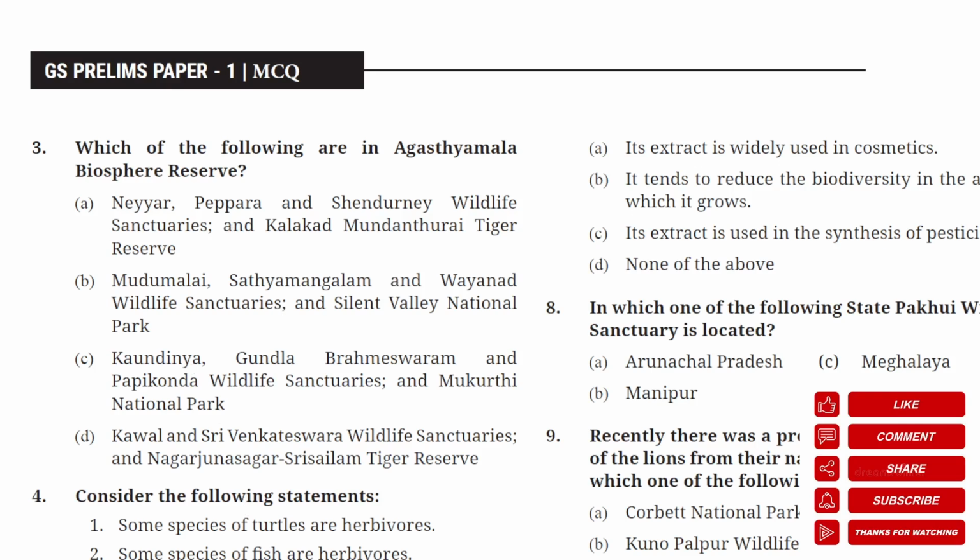The Agastya Malai Biosphere Reserve is situated at the southernmost end of the Western Ghats and spread over two southern states, Kerala and Tamil Nadu. It covers Peppara and Shendurney wildlife sanctuaries and parts of Nayar Sanctuary in Kerala and the Kalakad Mundanthurai Tiger Reserve of Tamil Nadu. Thus, option A is the correct answer.